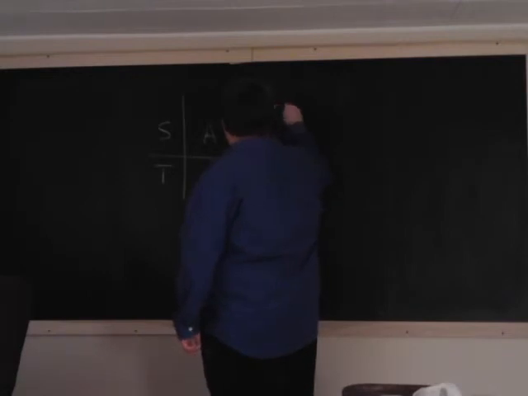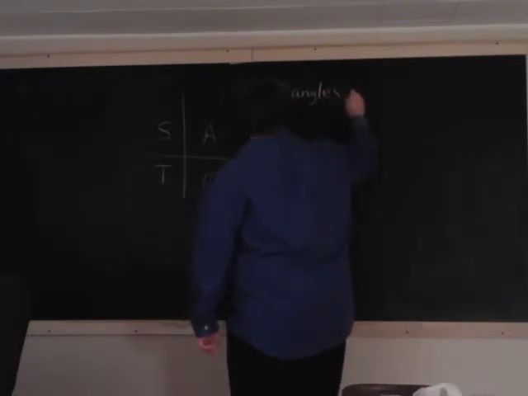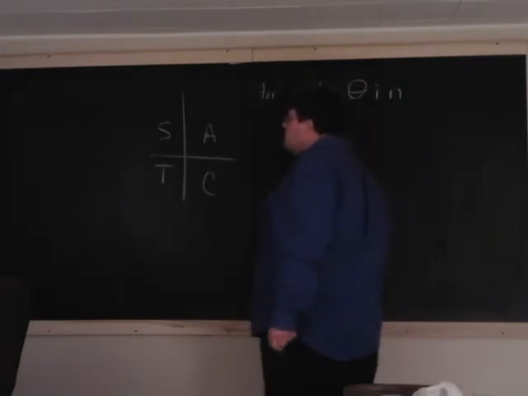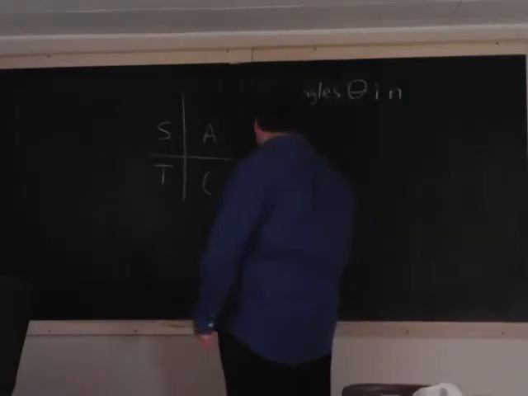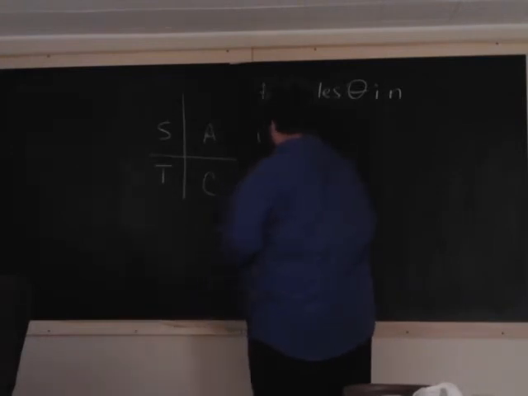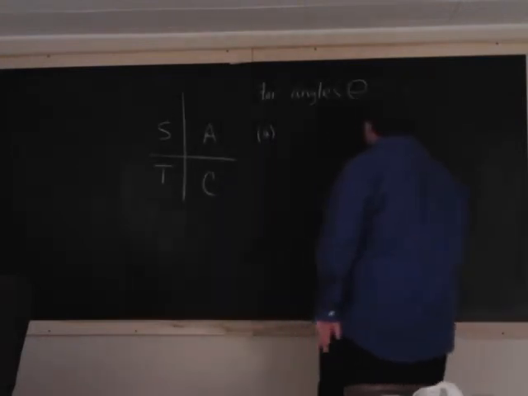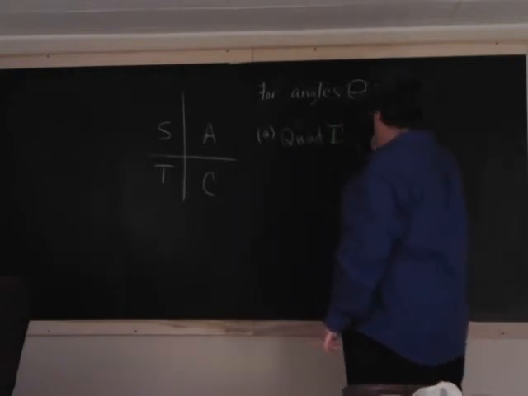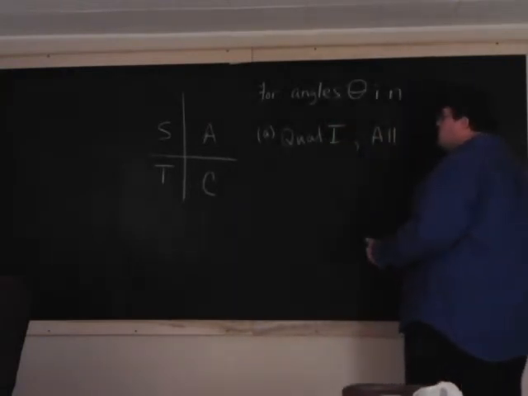Well, for angles theta in quadrant 1, all trig functions are positive. We'll say for angles, let's do A, B, C, and D so there aren't 1s and 2s and 3s and 4s all over. For angles theta in quadrant 1, so that's this quadrant, all trig functions are positive.